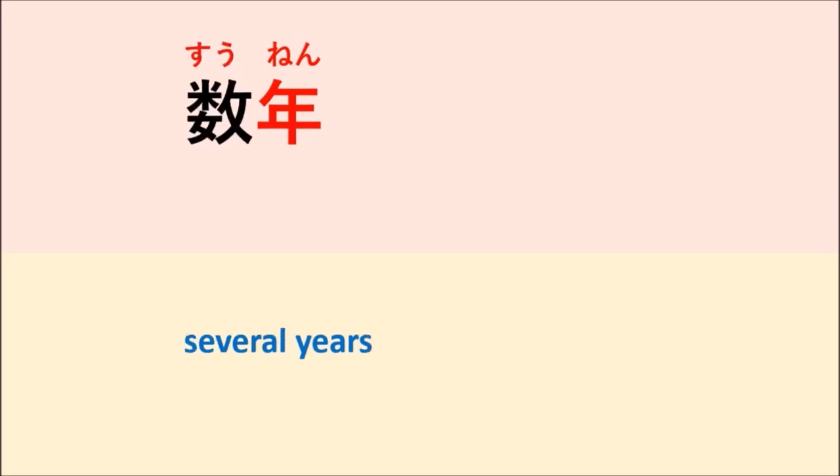数年 means several years. The kanji 数 or kazu means the number. So when we put the kanji 数, meaning a number, before year, it means several years.